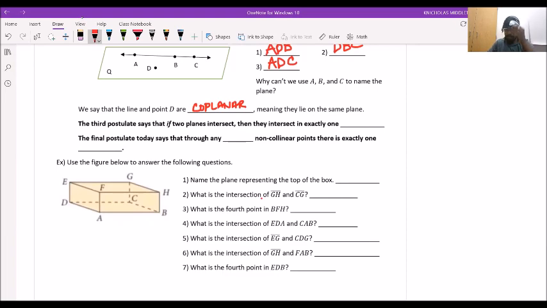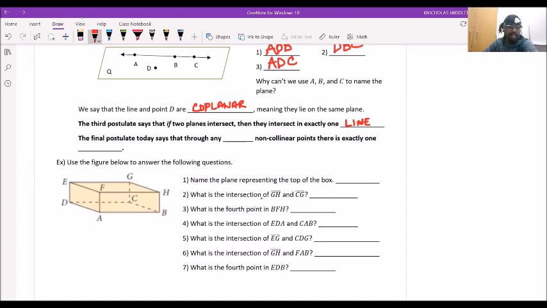Using that prefix again. Okay, the third postulate says that if 2 planes intersect, then they intersect in exactly 1 line. Okay, and so you'll notice this in the room that you're in right now, that where 2 planes meet, whether it's the floor and the front wall, there's a crease, that line. Okay, so when 2 planes meet, they make a line.